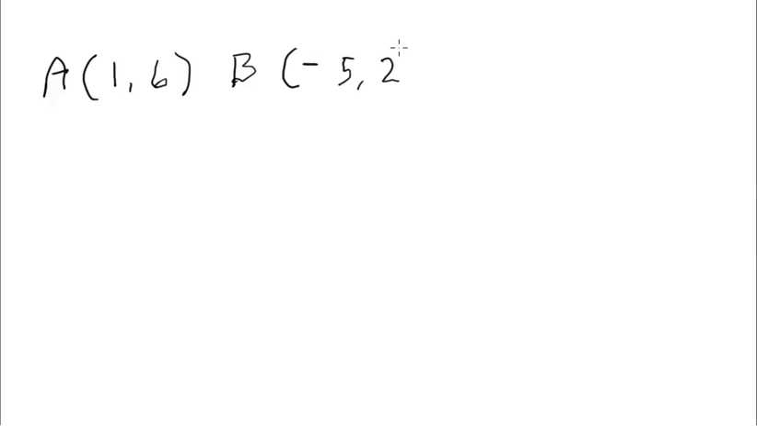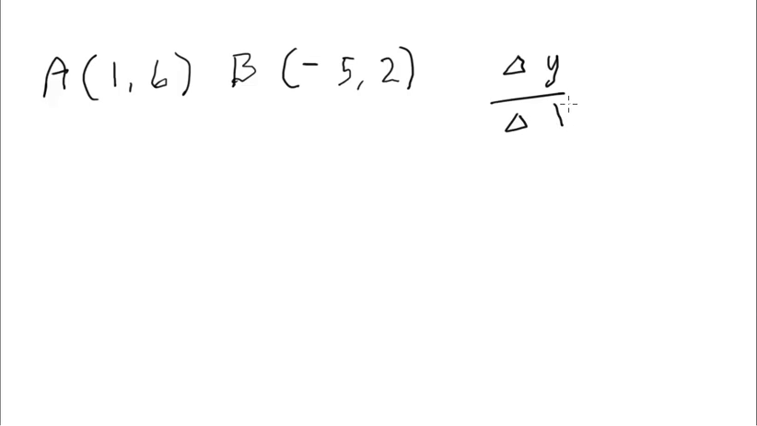Okay, so your first thing was talking about slope, and you said if you had A is the point 1 and 6, and B is the point -5 and 2. You mentioned that the change in y over the change in x, which is true. That's sometimes called delta y over delta x.